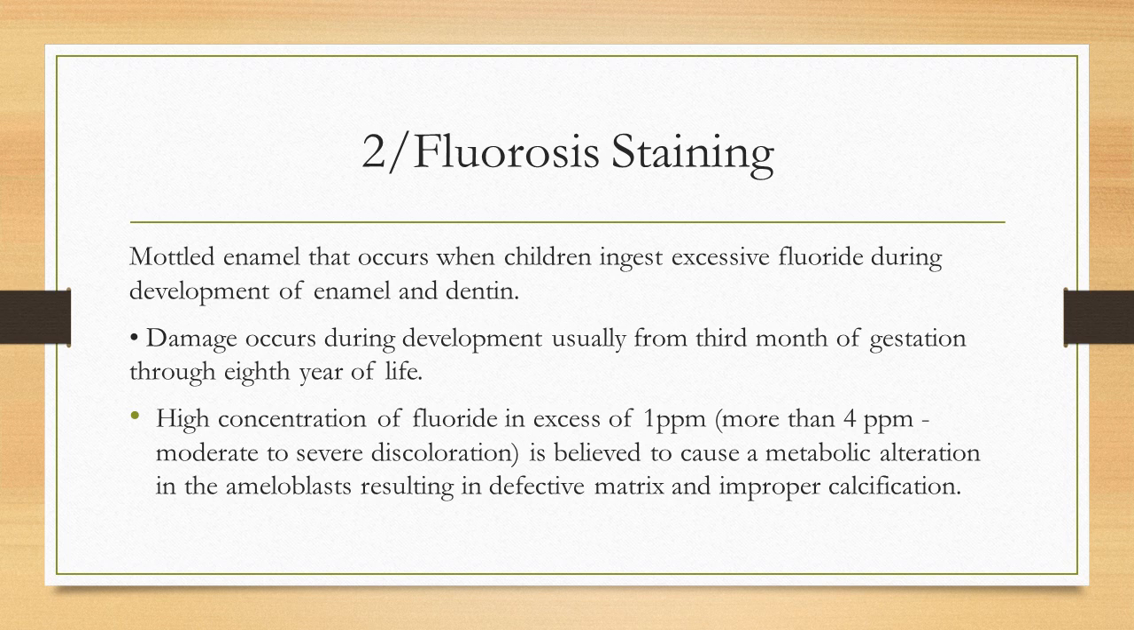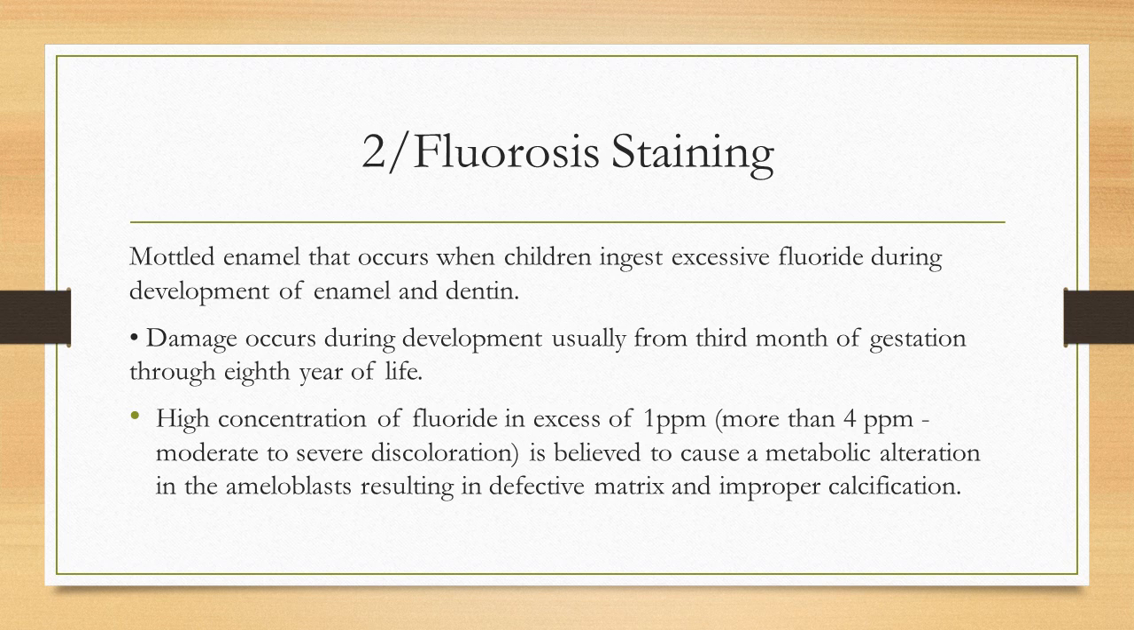Second type is the fluorosis staining, the mottled enamel. It happens when children ingest excessive fluoride. Mostly it's within the water. So during the development of enamel and dentine, damage occurs within the enamel forming cells. Usually they start from the third month of gestation through 8 years of life.